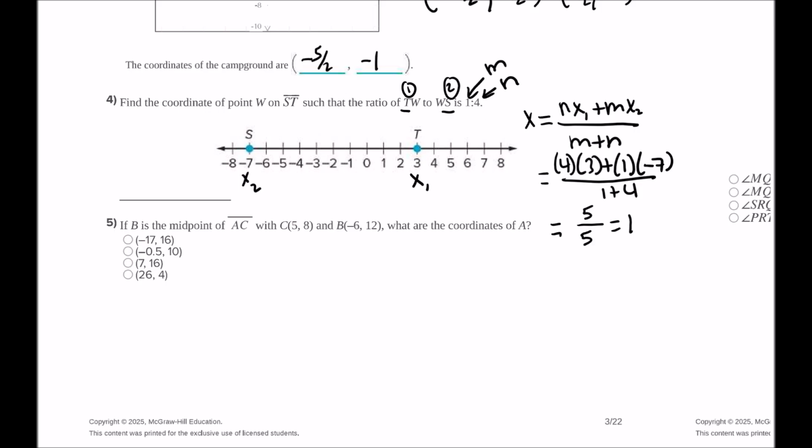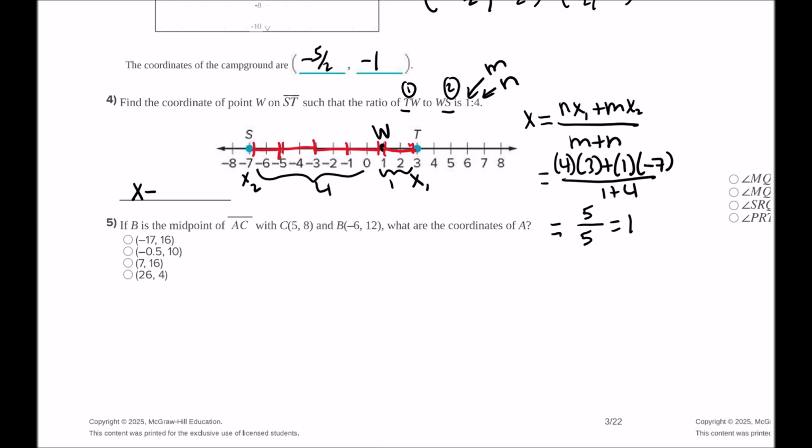Now we're going to see if this is correct. So this is supposed to be point W, and we can see that from TW to WS, it's a ratio of 1 to 4. Now, does that make sense? Well, yeah, because how many of these fit on the left side? Well, it's 1, 2, 3, and 4. You can see four of the units on the right side fit on the left side. So it's truly a 1 to 4 ratio from TW to WS. This is just to check your work, but the answer is x equals 1.